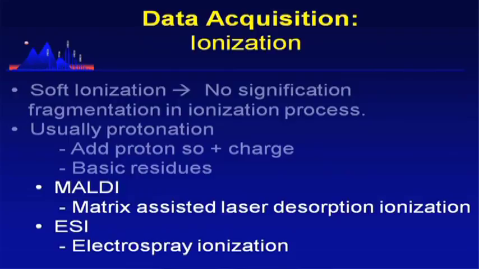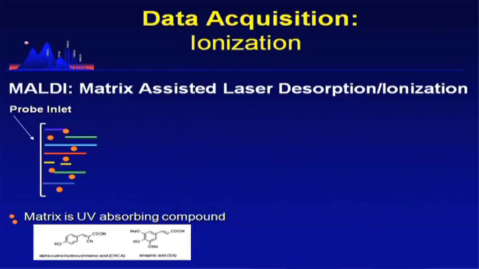So there are two types of soft ionization. There's MALDI, which stands for Matrix-Assisted Laser Desorption Ionization. And there's ESI, which stands for electrospray ionization. So I'll talk about MALDI first. Now, MALDI is a solid state ionization, so this is going to be coupled with our probe or plate inlet.